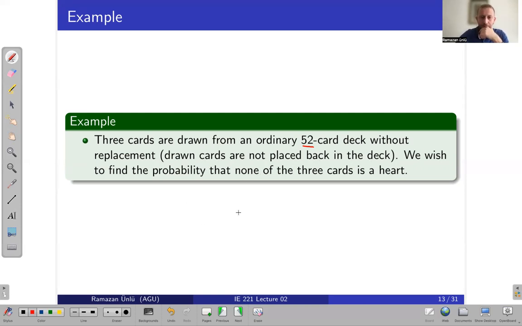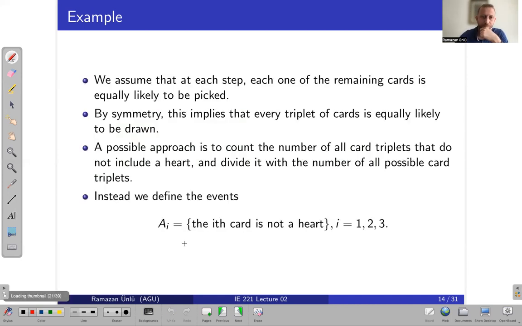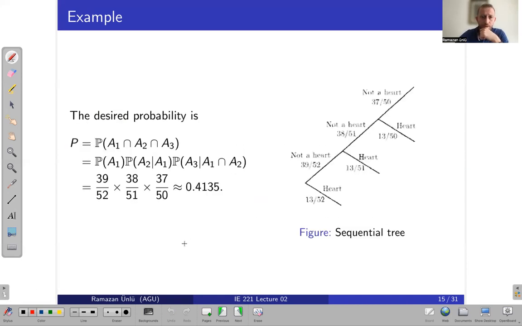We wish to find the probability that none of those 3 cards is a heart. That means the probability of getting cards other than hearts. Remember, there are 13 hearts in 52 cards.